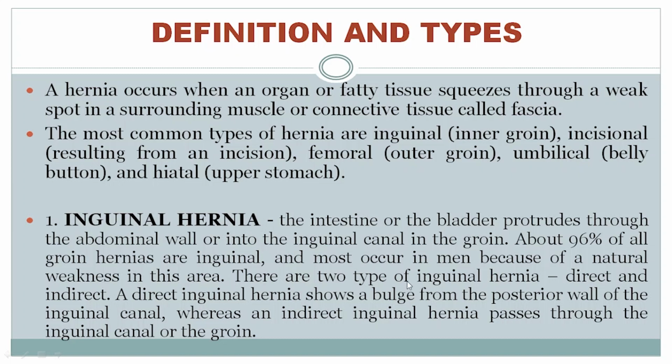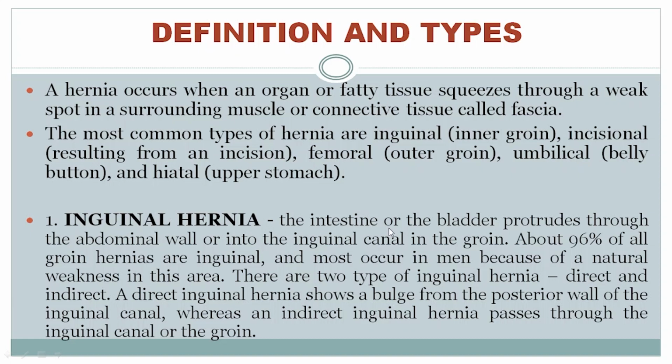There are two types of inguinal hernia. One is direct and second is indirect. So as the name suggests, in a direct inguinal hernia, there is a bulge from the posterior wall of the inguinal canal, whereas in indirect inguinal hernia, it passes through the inguinal canal or the groin.